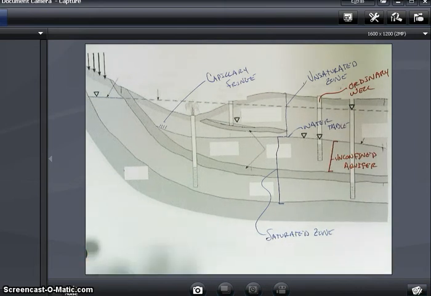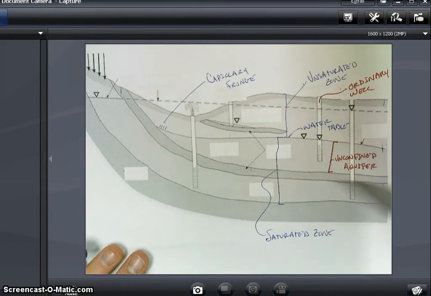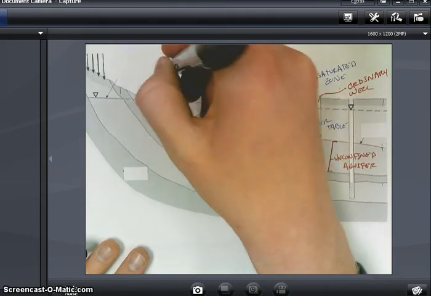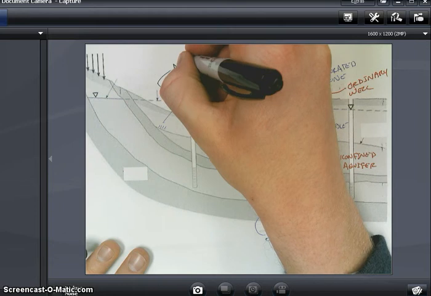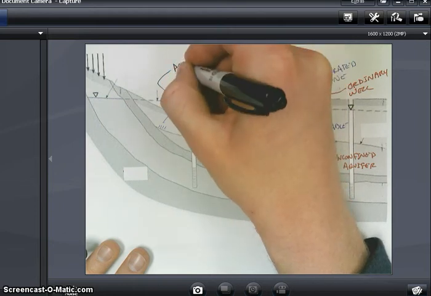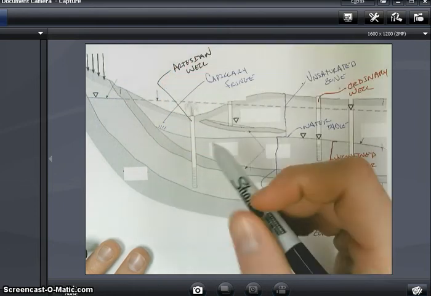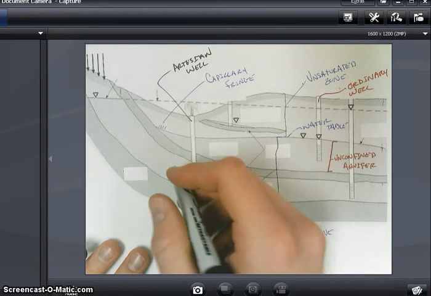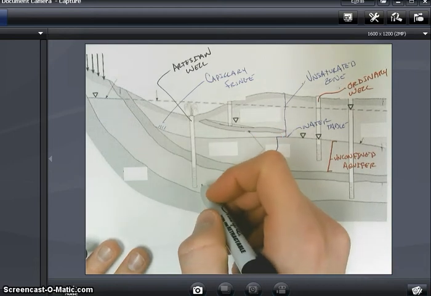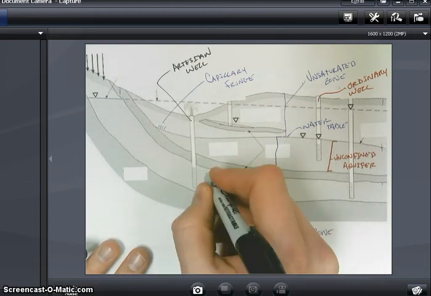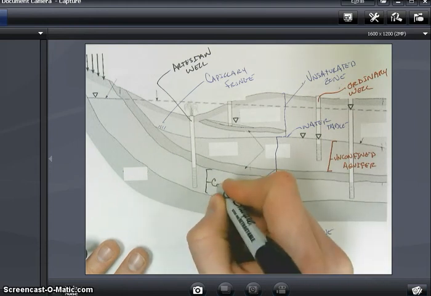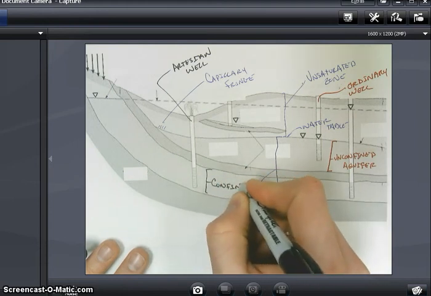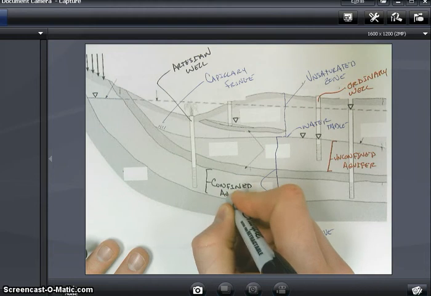Now the last terms I have are all associated with artesian wells. So this one here is an artesian well. Now when I have an artesian well, that means that it goes down to an aquifer that's under pressure, and this area here is that aquifer that's under pressure, called a confined aquifer.